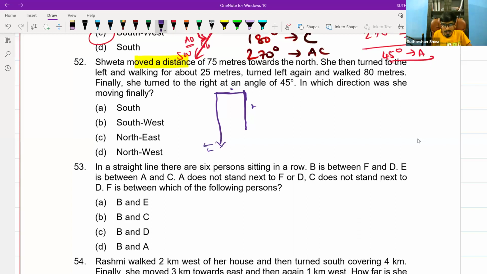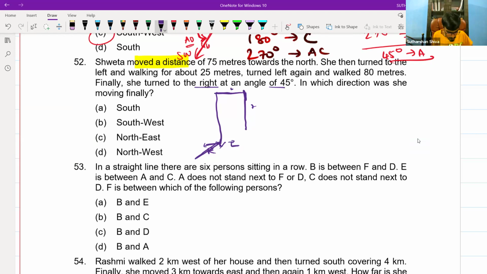In this, it is his left. This is going to be his right, right? Yes, this is going to be his right. This is going to be his left. Okay. Right, left, fine. She turned right at an angle of 45 degrees. In which direction is she moving right now? That's the question. What's your answer?